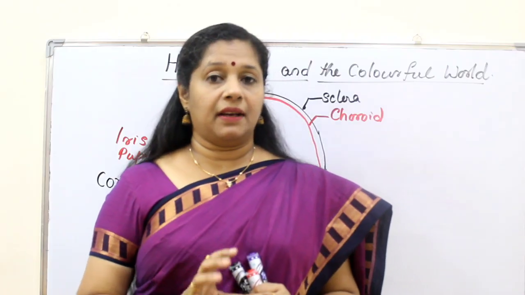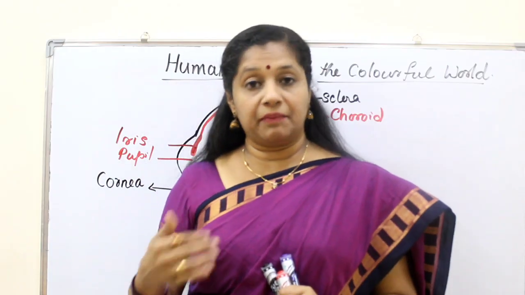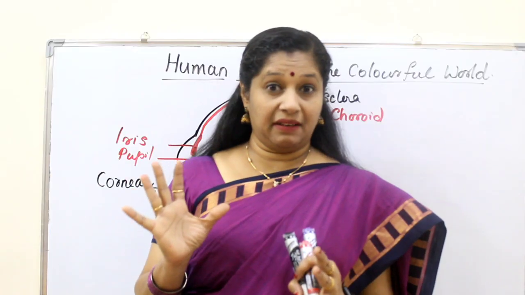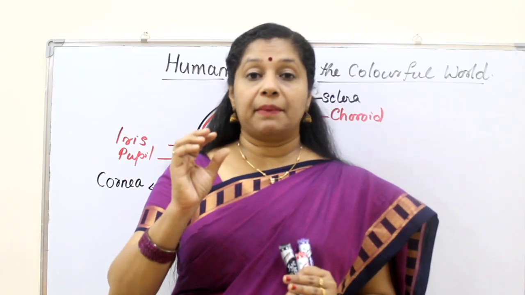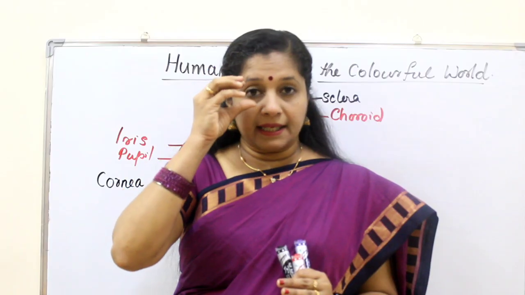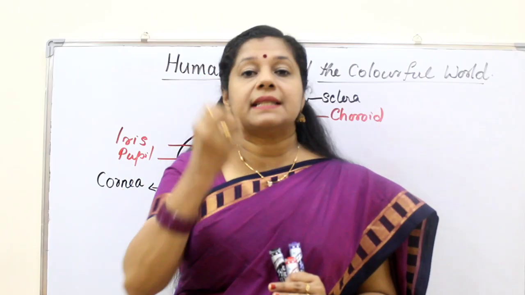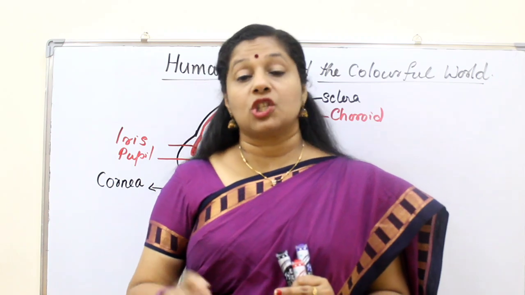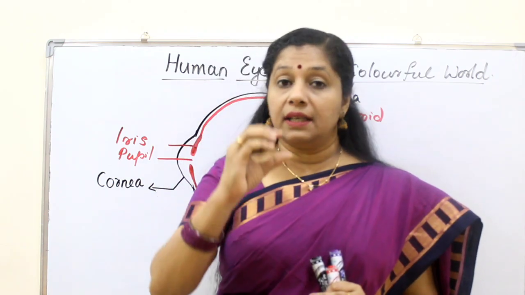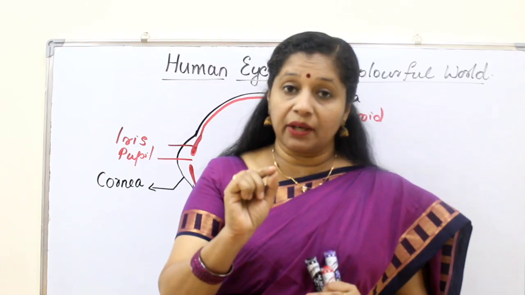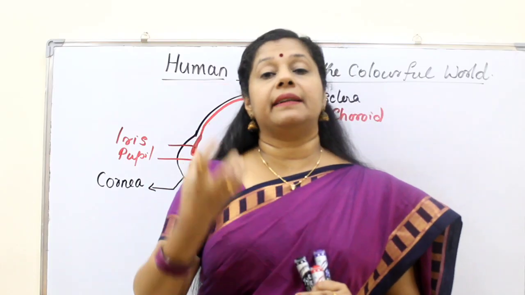In the same way, when you come out of the hall, from the dark to the bright light, all of a sudden you will be feeling very disturbed. But within no time, the iris contracts so that the pupil is reduced, so a lesser amount of light is entering the eye. So the iris is controlling the size of the pupil. The pupil regulates the amount of light entering the eye.